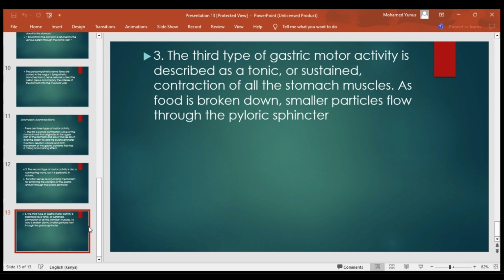Then here's the last type of stomach contraction. This type of gastric motor activity is described as tonic or sustained contraction of the stomach muscles. As food is broken down, the smaller particles flow through the pyloric sphincter.